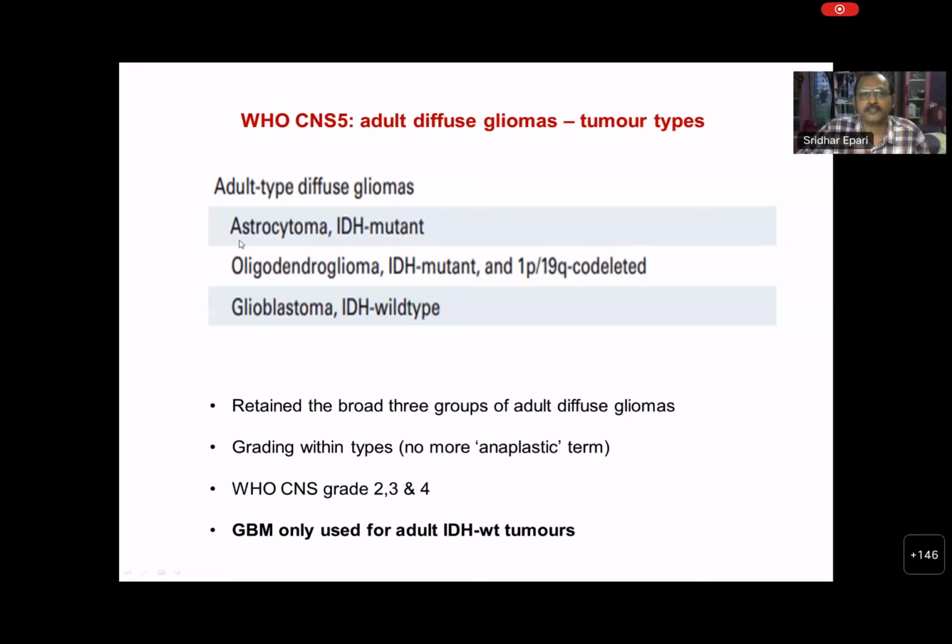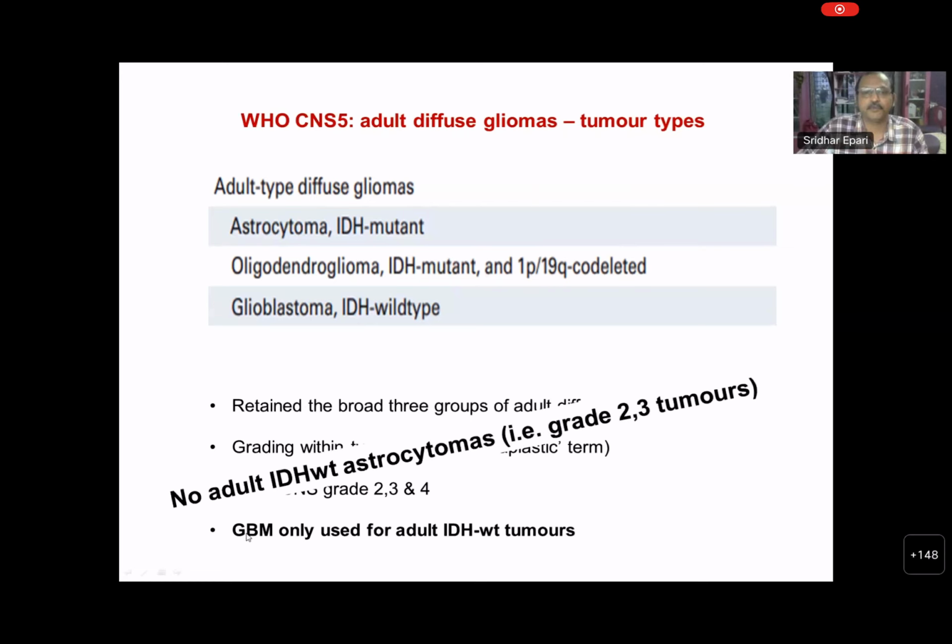So you need to understand that the term glioblastoma is no longer used for IDH mutant tumors. It should be called astrocytoma IDH mutant, followed by the grade. Just to remind you, there is no adult IDH wild type astrocytoma that is grade 2 or grade 3. When you call an adult type IDH wild type tumor, it is classified as glioblastoma.